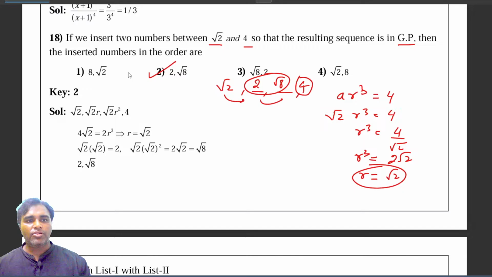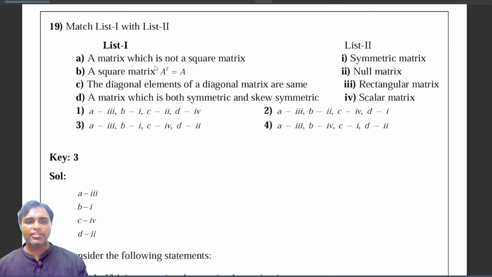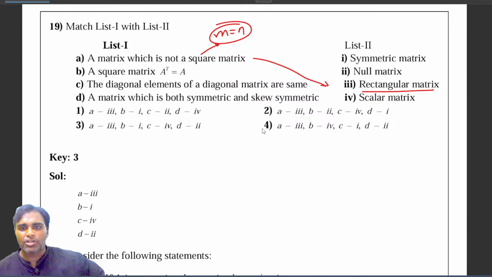So 18th option 2. Now come to 19th. Again a very statement based question. A matrix which is not a square matrix. Square matrix means where the number of rows and columns are equal. So if it is not square, then it will be a rectangular matrix, because the definition of matrix is that this is a representation of a rectangular array, right? This is the basic definition of a matrix. So option A matches with third.